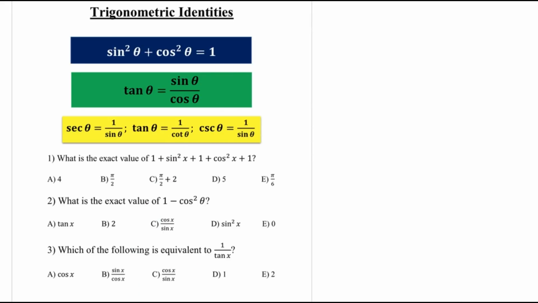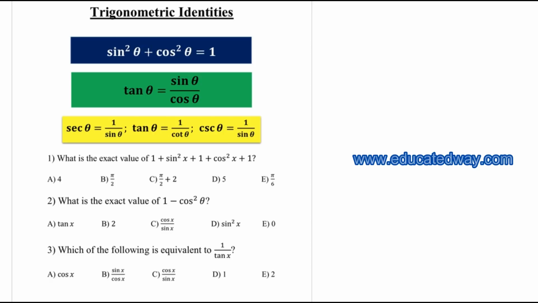Trigonometric identities. These are the trig identities that you need for the ACT math. There are a lot more, but just memorize these and you'll be fine. Sine squared theta plus cosine squared theta equals 1. Tan theta equals sine theta divided by cosine theta. Secant theta equals 1 over sine theta. Tan theta equals 1 over cotangent theta. And the cosecant of theta equals 1 over sine theta. Remember, theta can be replaced by any variable.